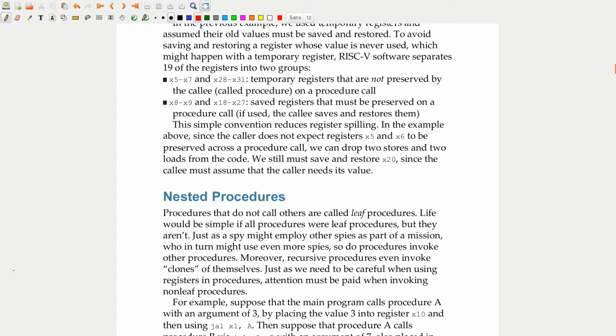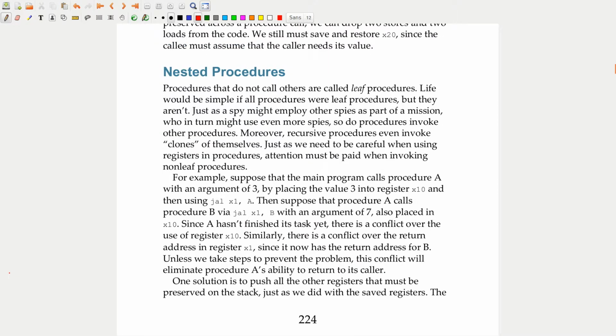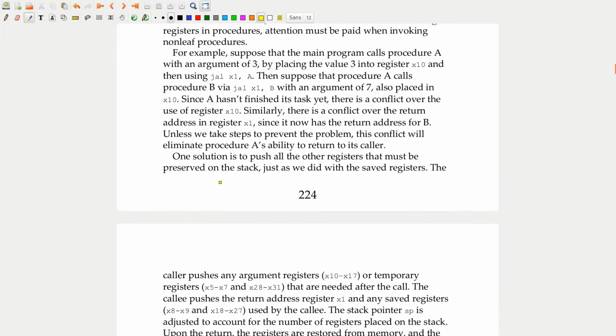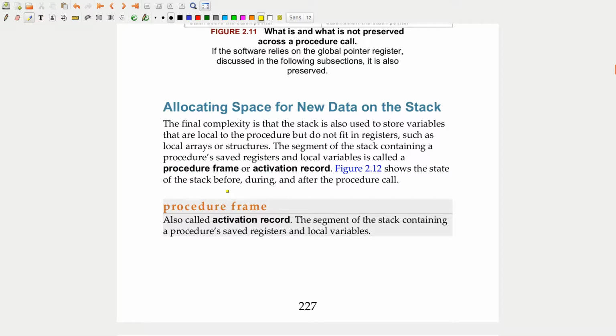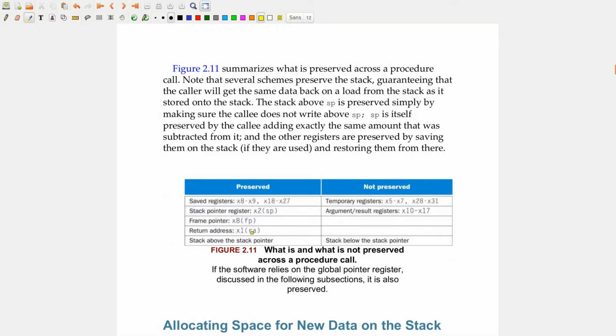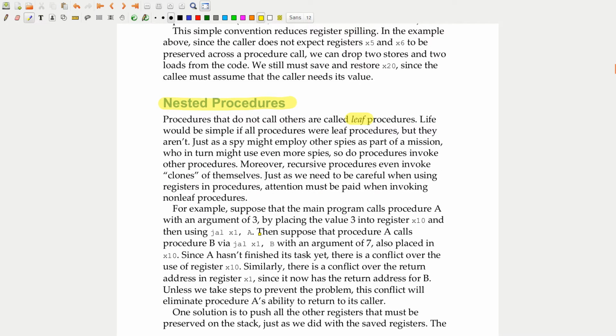Okay. So then we can have nested procedures, which means we can have procedures that call procedures. This gets a little confusing, but it's not unmanageable. If they don't call any other procedures, they are called leaf procedures. Let's see if they have a pretty picture for us to look at. Doesn't look like it. Okay, so we can just go through some of this text.